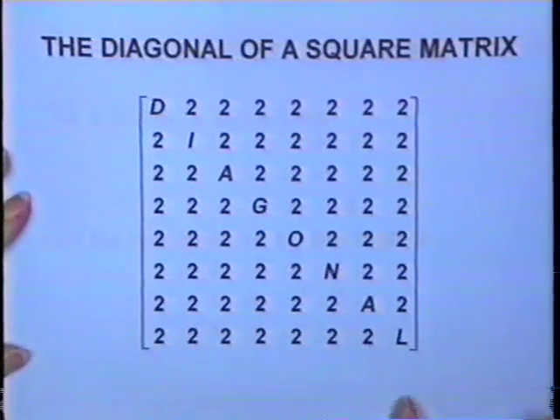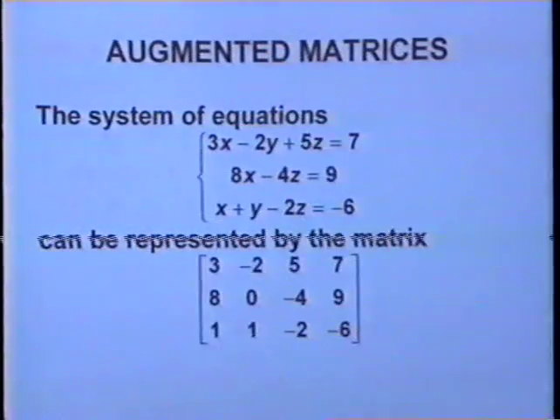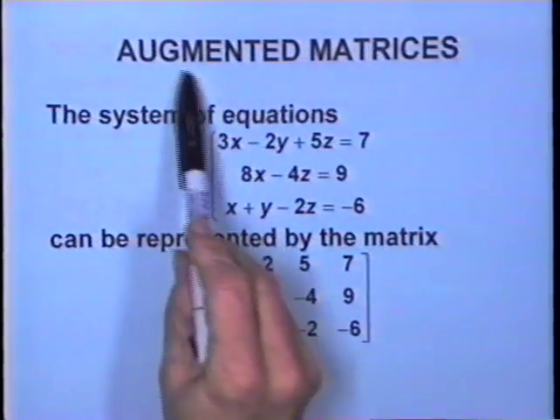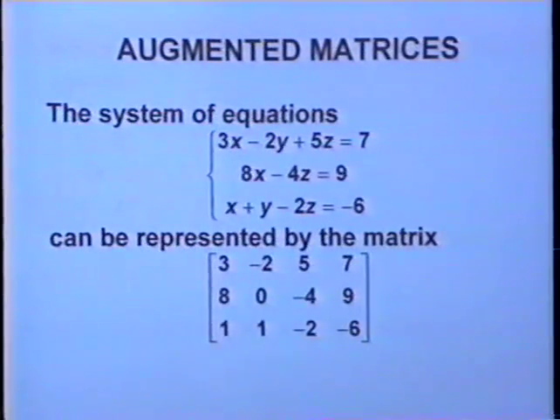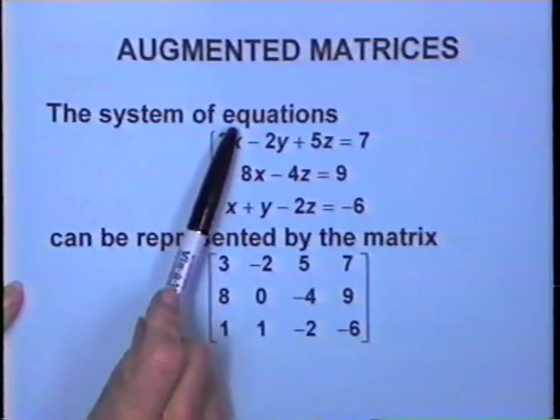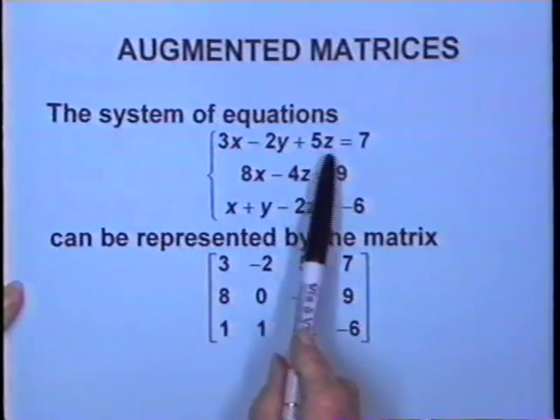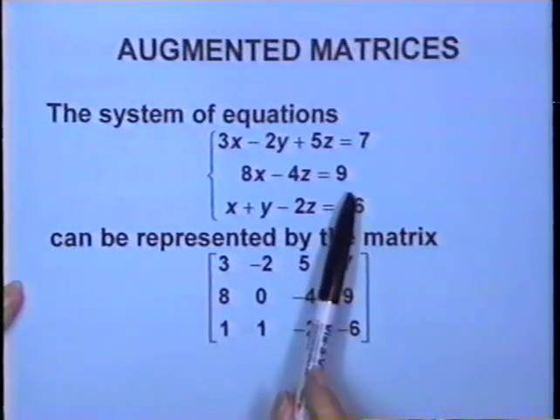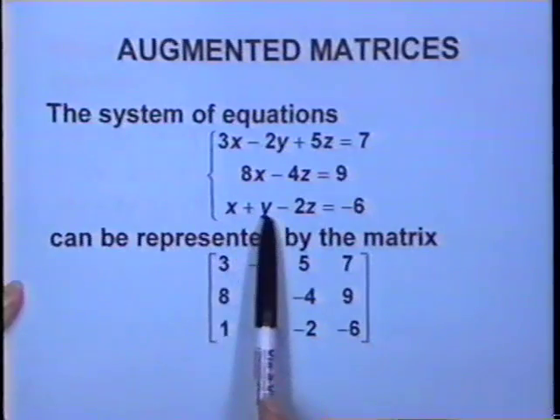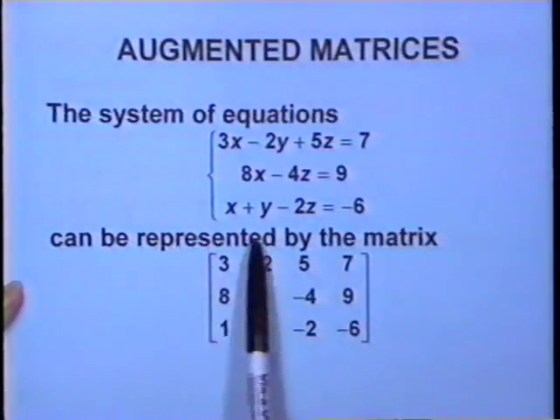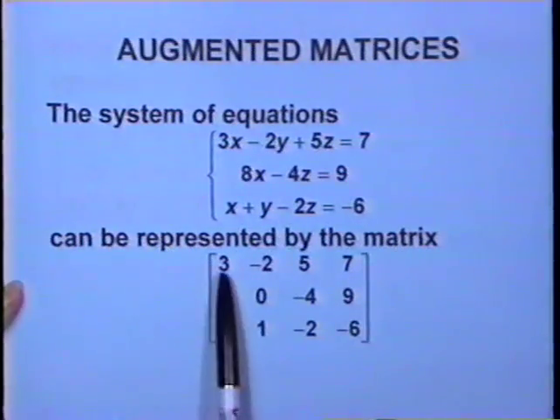Now, in our next definition, we're going to look at what we mean by an augmented matrix. Now don't get too worried about that word augmented. When you augment something, you add to sort of that idea. But let's look at what we have here. The system of equations, 3x minus 2y plus 5z equals 7, 8x minus 4z equals 9, x plus y minus 2z equals negative 6, can be represented by the matrix given here.